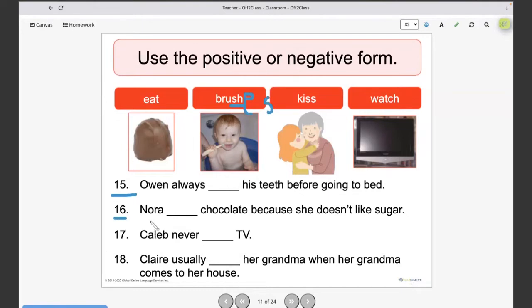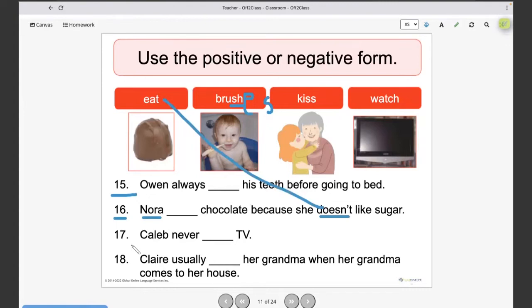Yes. Okay. Nora don't eat chocolate because she doesn't like sugar. Okay, shall we say Nora don't? Don't or doesn't? Doesn't. Okay. For he, she, it, I say doesn't. So Nora doesn't eat chocolate because she doesn't like sugar. Good. I can say that Nora never eat chocolate.